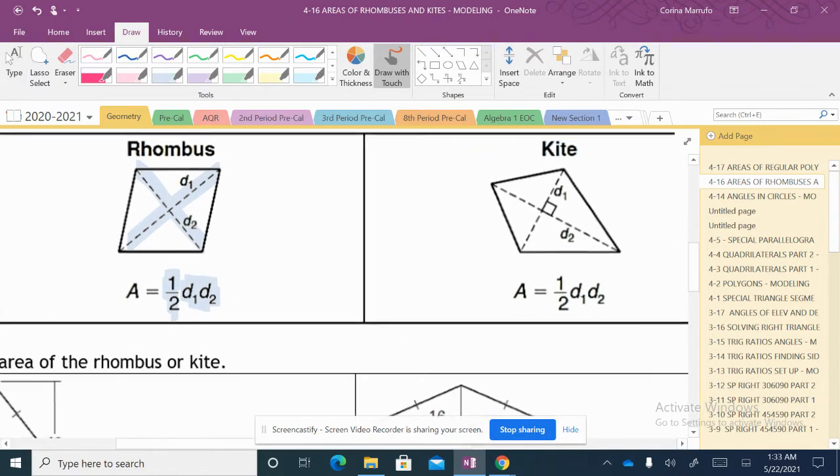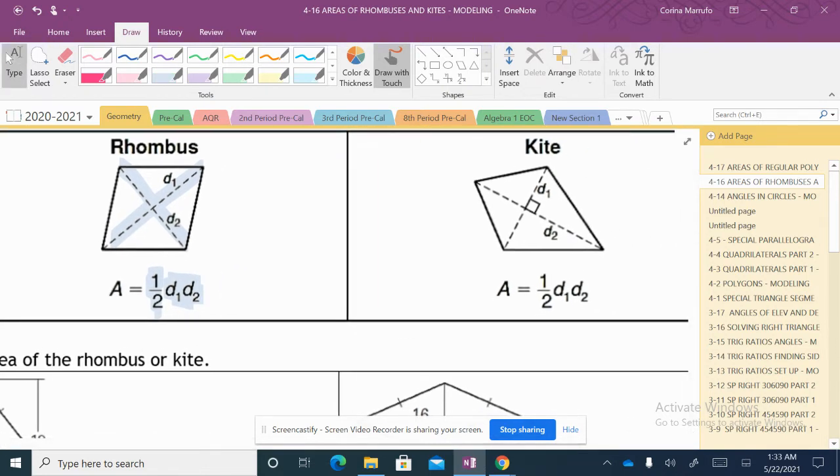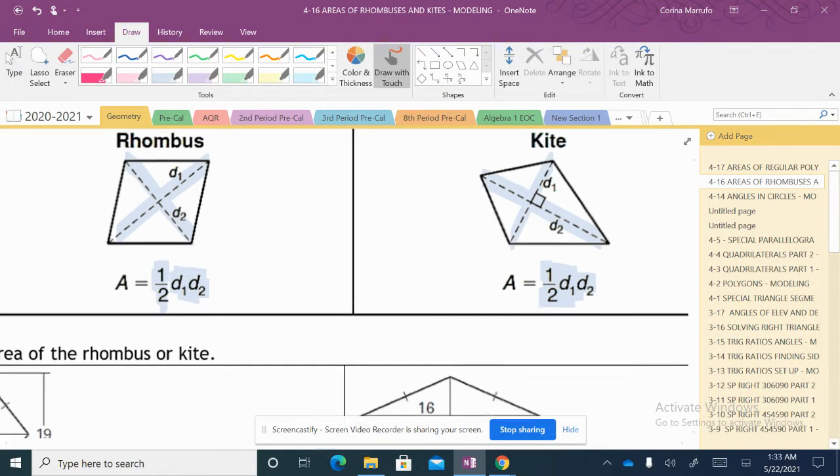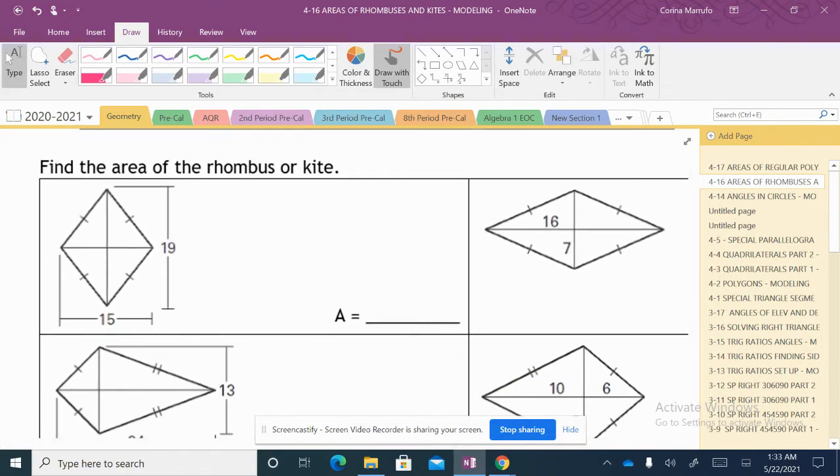Now for the kite, it's exactly the same area formula, okay? You multiply the two diagonals, and then once you multiply, we take half of that, and that gives you the area. Okay. So on here we have find the area of the rhombus or kite.